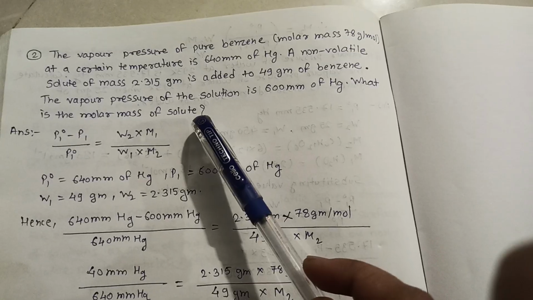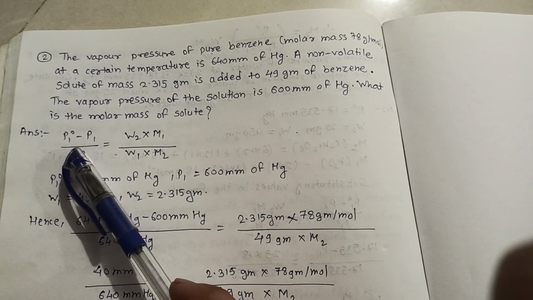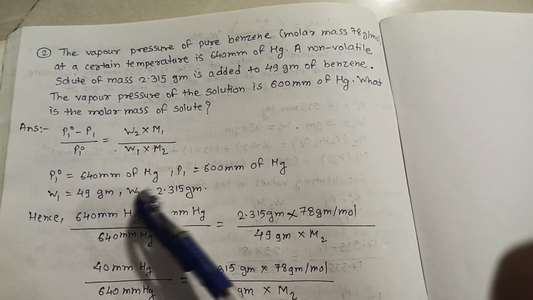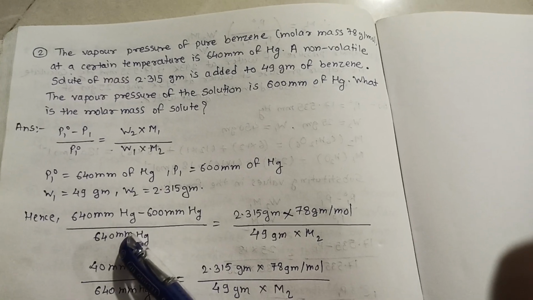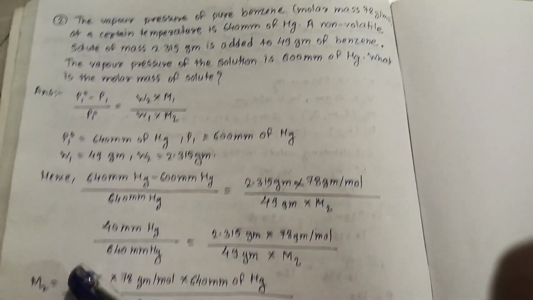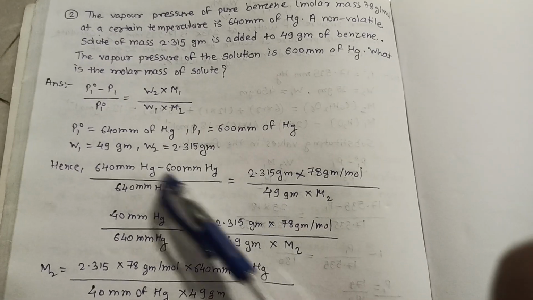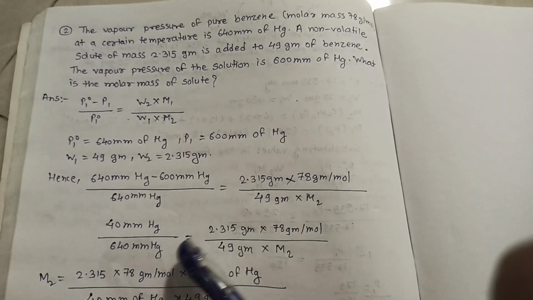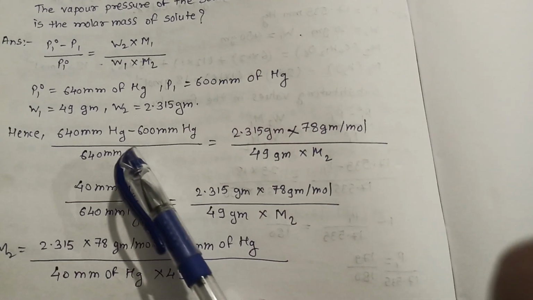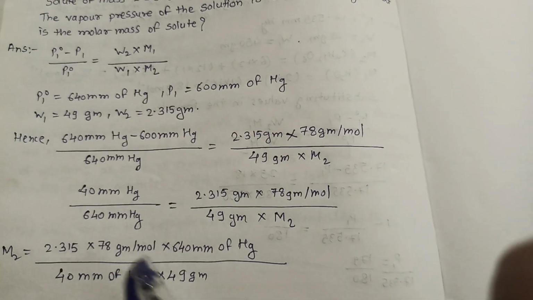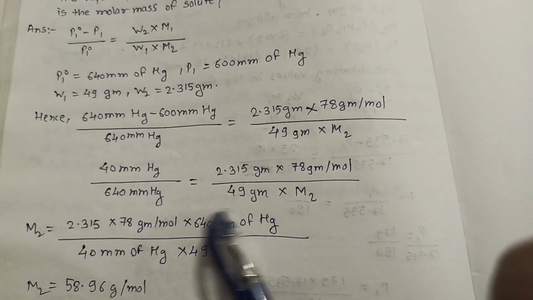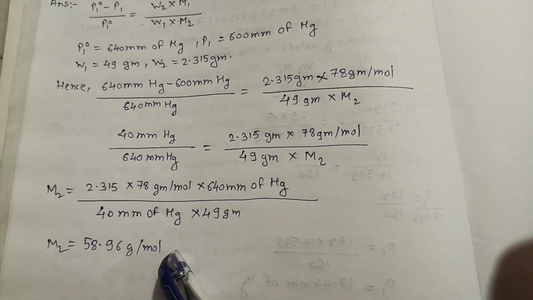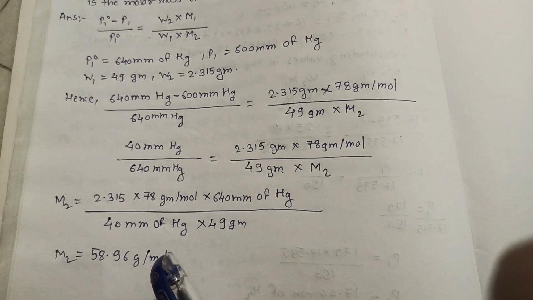So both the vapor pressures are given. P1 naught is 640, P1 is 600. Then W1 and W2 are given, and we can calculate M2 by using this data. M1 is also given, molecular weight of benzene M1, that is 78. So just put the values over here. Take M2 to the other side and solve this, and we are getting the answer. M2 is 58.96 gram per mole.